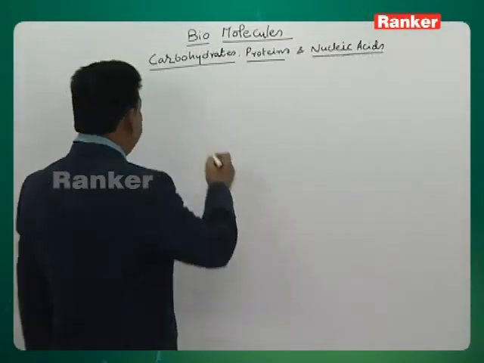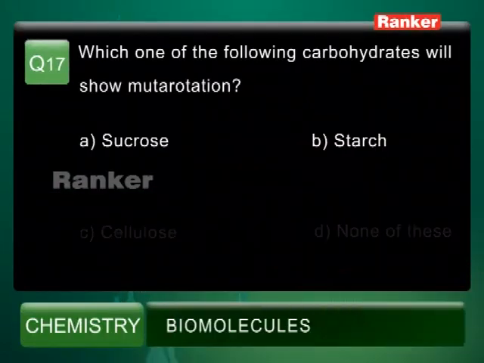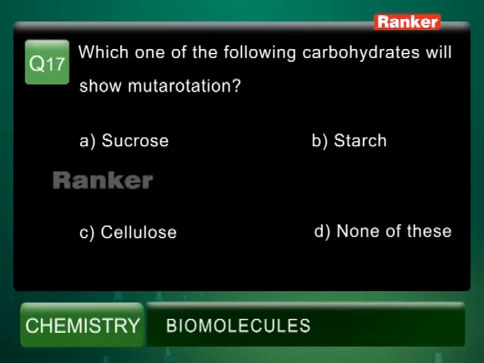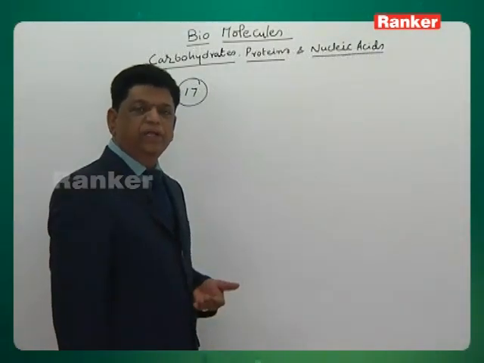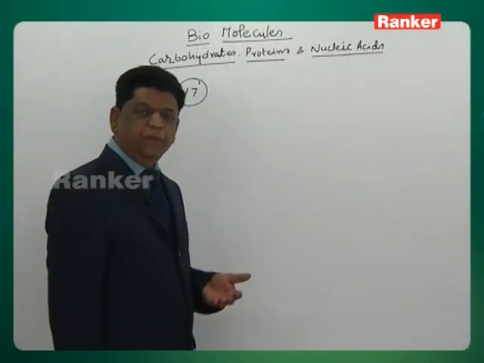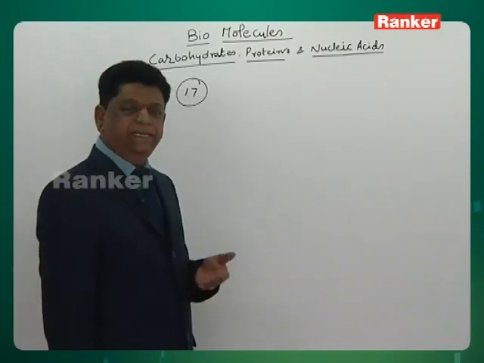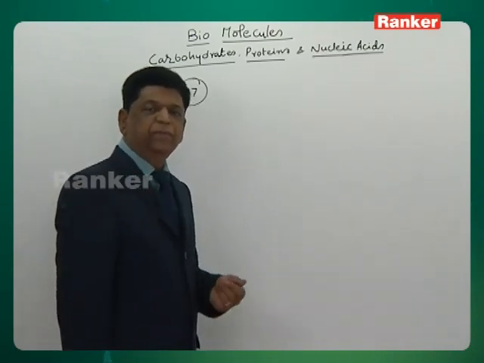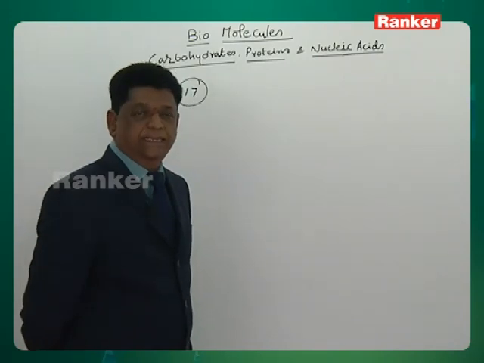So, let us go to question number 17. Which one of the following carbohydrates will show mutarotation? Muta means changing, rotation means optical activity. So, this optical activity changing as time passes is called mutarotation. This type of phenomenon we observe in the glucose case.